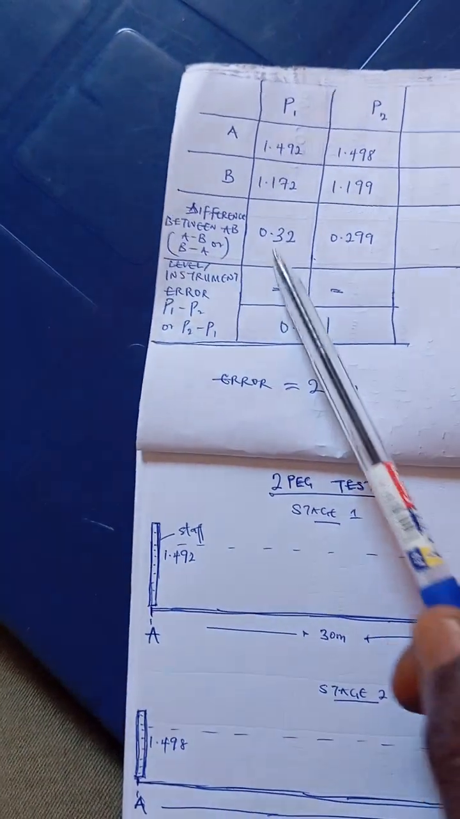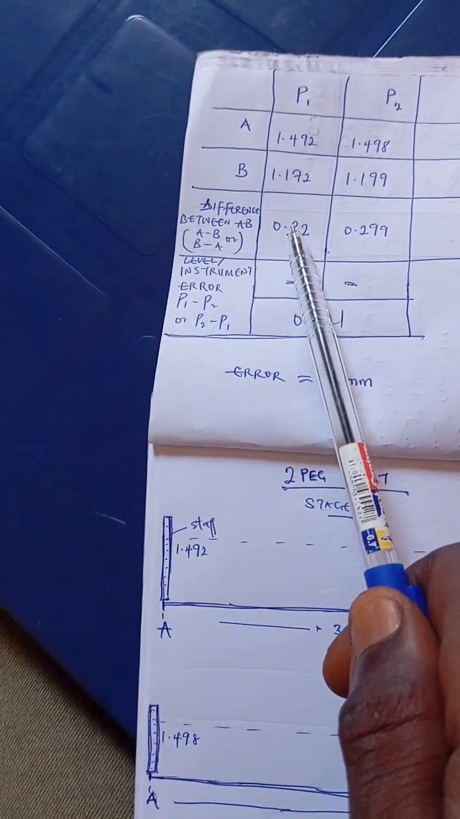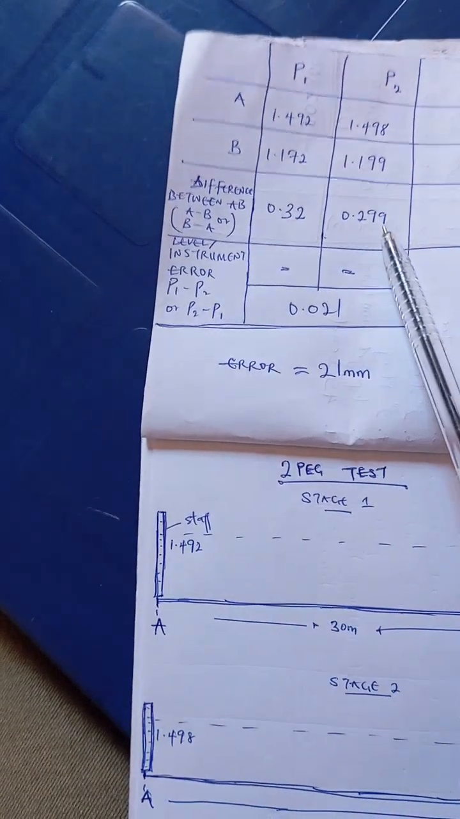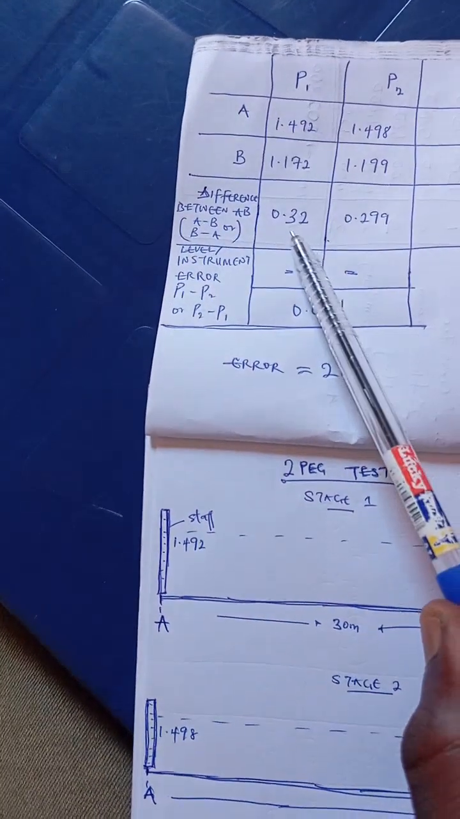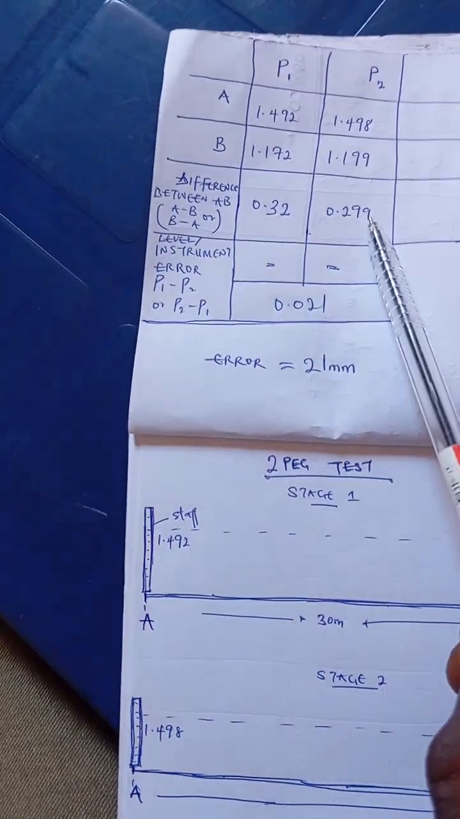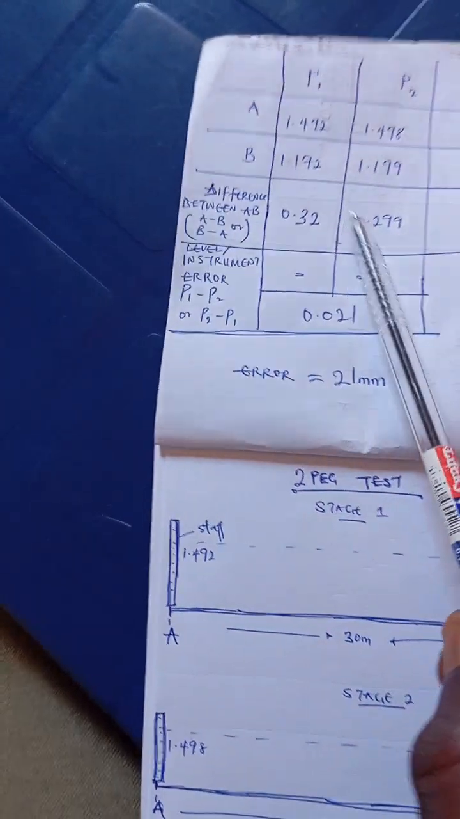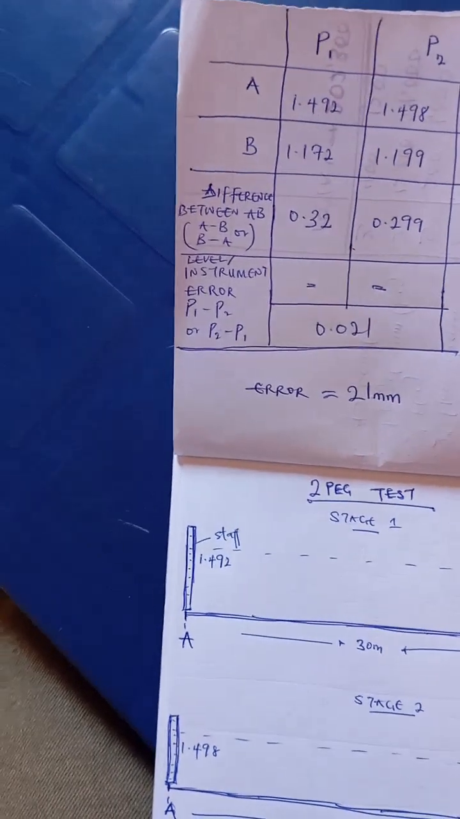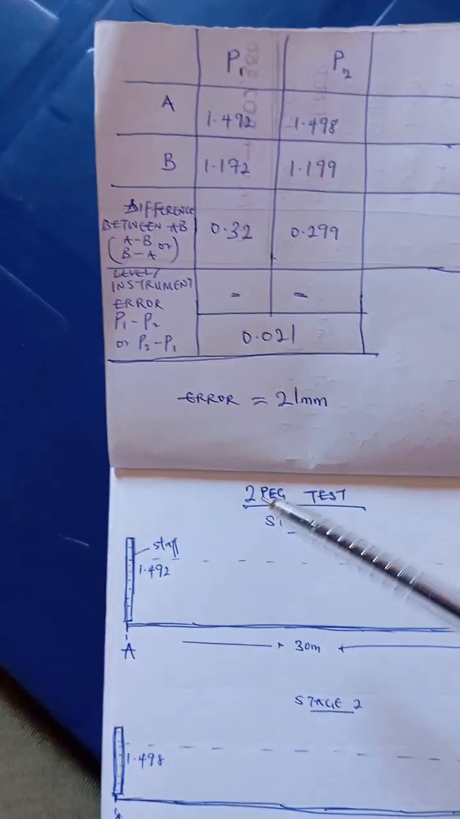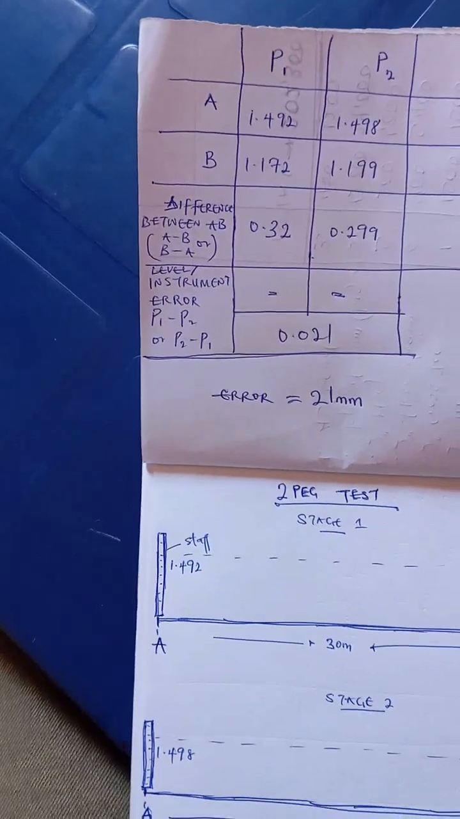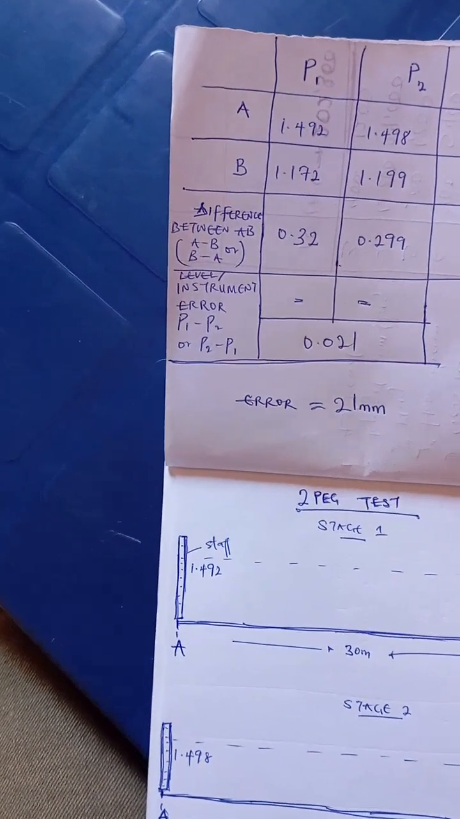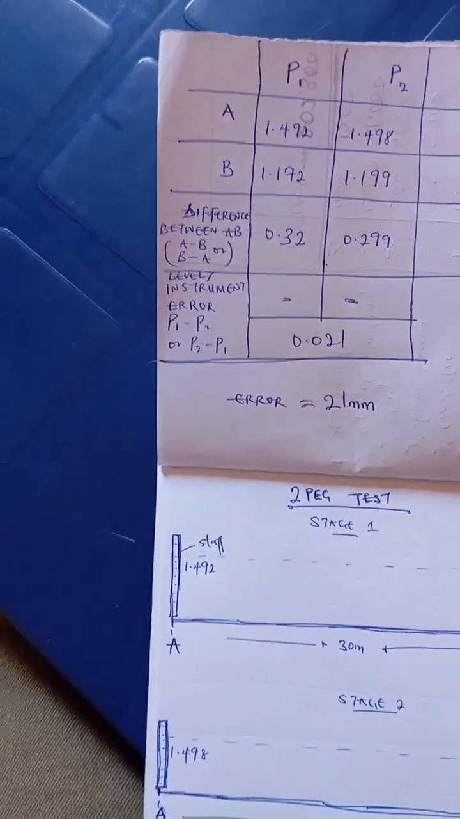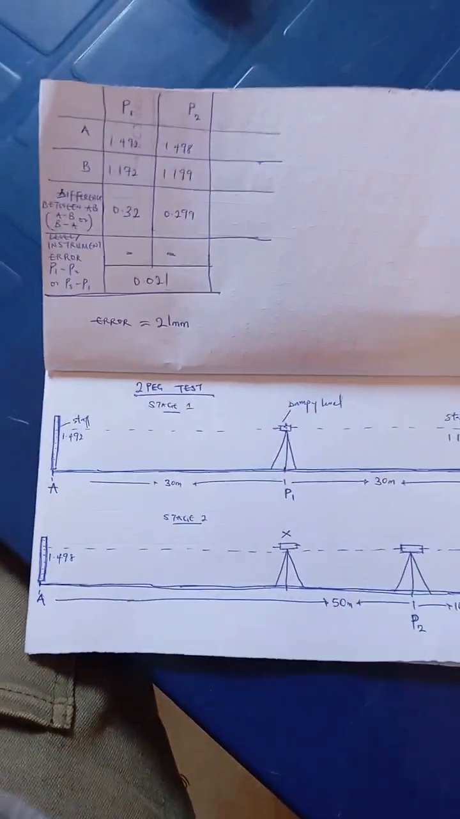But ideally, the difference between A and B, the difference between points P1 and P2, which is 0.32 minus 0.299, is supposed to be 0. We are supposed to have the same value here, if there is no error in positioning, in parallax, and everything, assuming everything is fine, which might not be possible or achievable. That's why there is a range for possible errors. Thank you, guys.